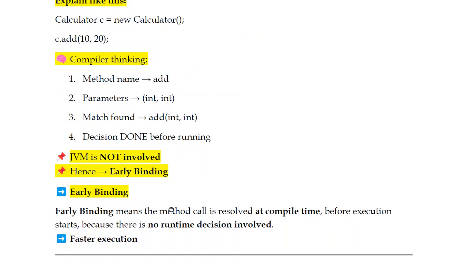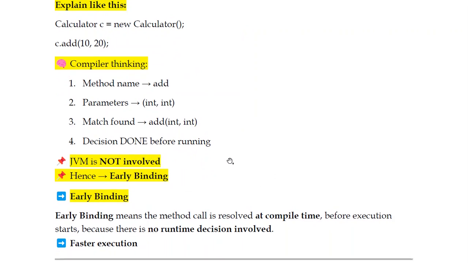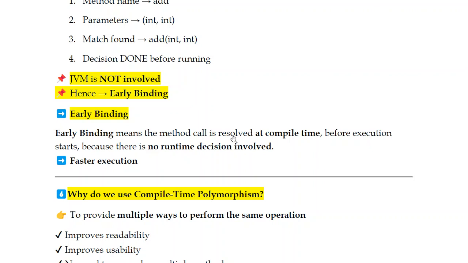JVM is not involved. Hence, it is called early binding. Before execution itself, it has been decided. Got it? So early binding means the method call is resolved at compile time, before execution starts. There is no runtime decision involved. It results in faster execution.